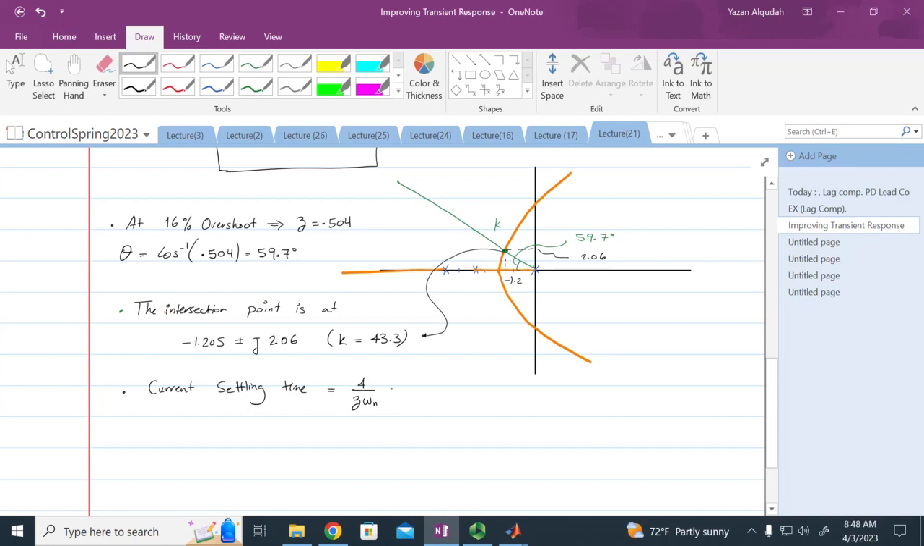What is zeta omega n equal to? It's negative 1.205. And therefore, the current settling time is 3.32 seconds. Make sense? Remember, the real location is 4 over that real location, which is the settling time.